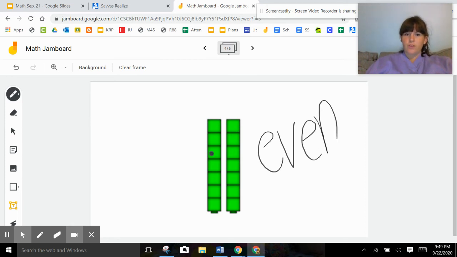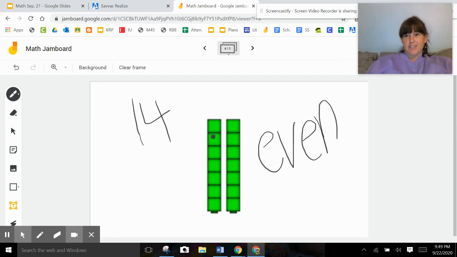1, 2, 3, 4, 5, 6, 7, 8, 9, 10, 11, 12, 13, 14. So our number is 14. So no matter what, 14 whatevers, $14, 14 babies, 14 toys. 14 will always, always, always be an even number.